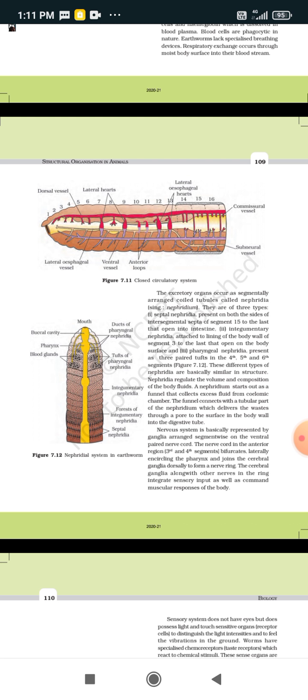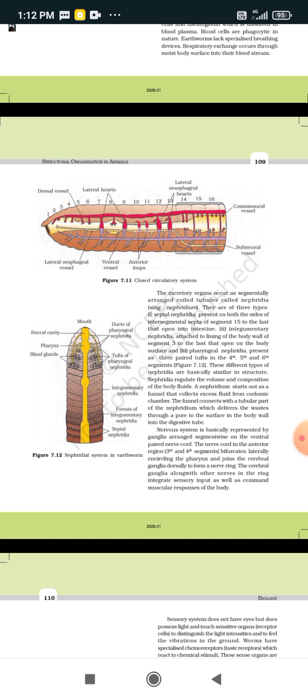Now, there are three types of nephridia present in the earthworm. One is septal nephridia, second is integumentary nephridia, and third is pharyngeal nephridia. Septal nephridia are present on both sides of the intersegmental septa of segment fifth up to the last, and they open into the intestine.